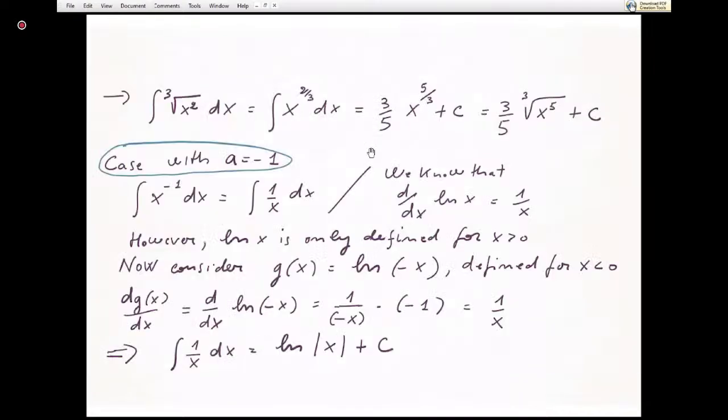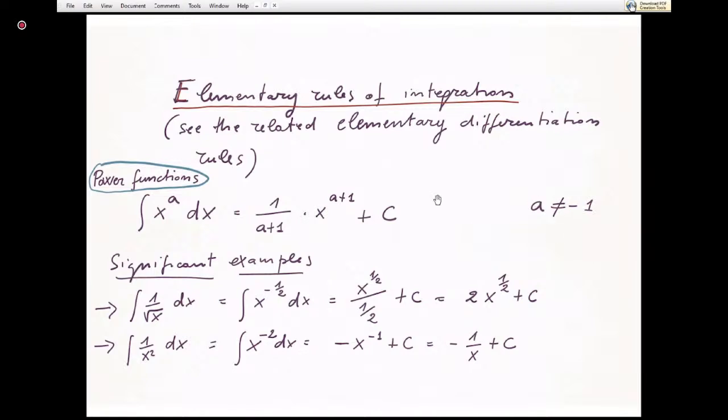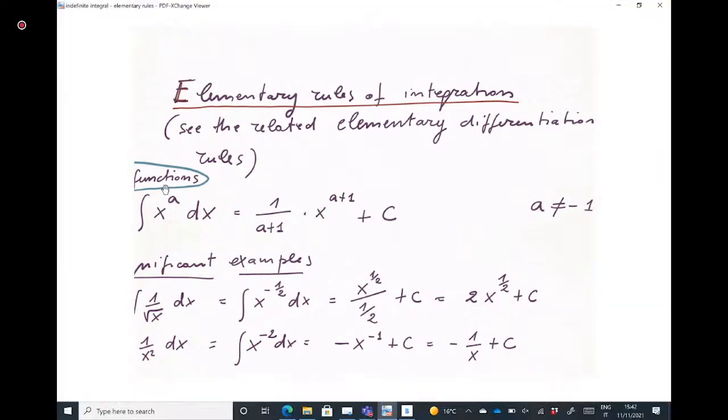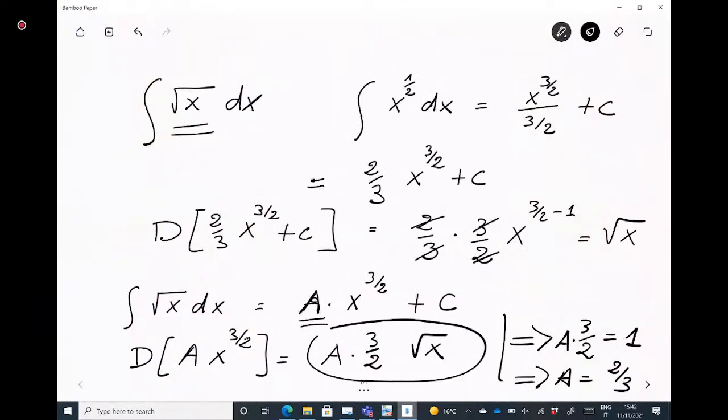Here is another example. This is x to the power of 2/3, which means x to the power of 5/3 divided by 5/3, meaning multiplied by 3/5, and this is the result. Now, why is this rule valid for any exponent, any real exponent a? And by the way, there are 2 more cases here to be seen in detail. These cases can be regarded as particular cases of this rule.